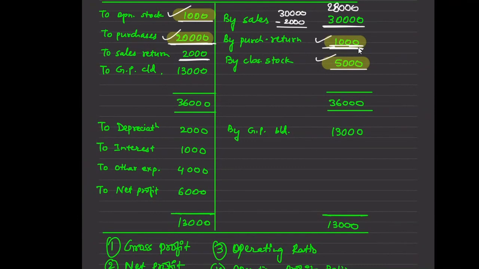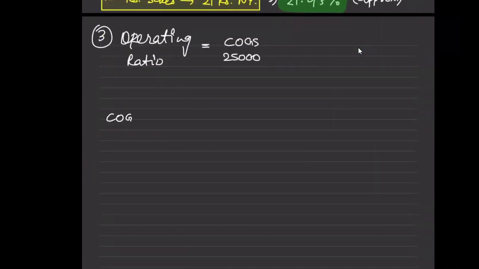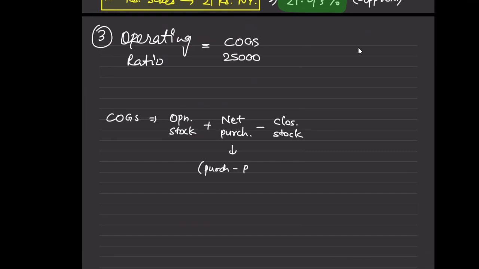Okay. So for the cost of goods sold, you can write the formula: opening stock plus net purchases minus closing stock. And what do you mean by net purchases? That is purchases minus purchases return.